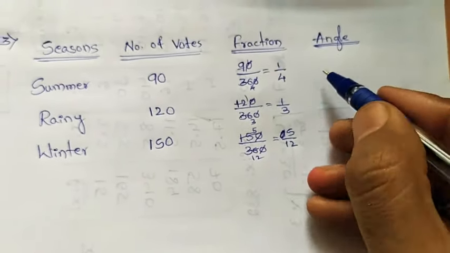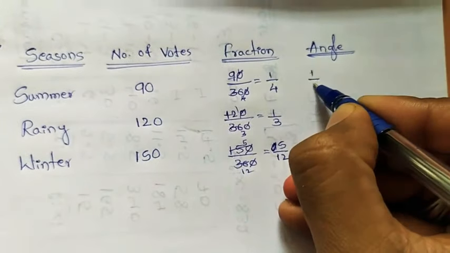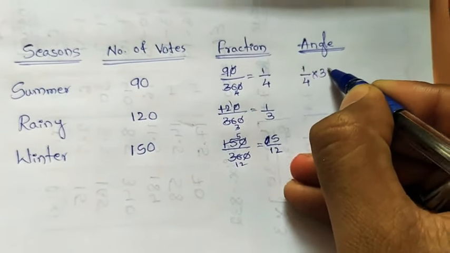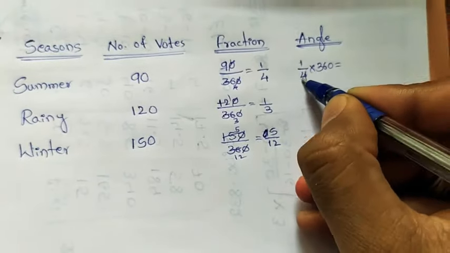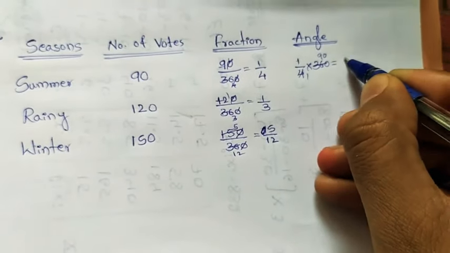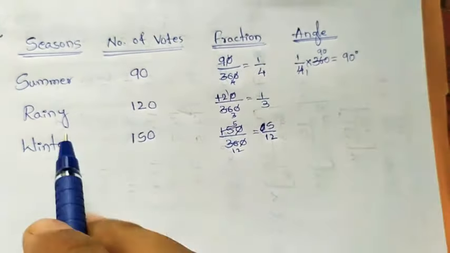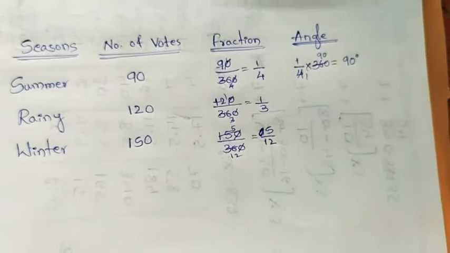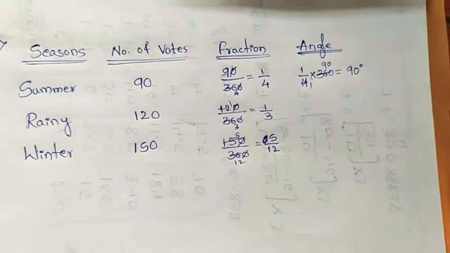Okay. Then angle, for the angle means what? 1 by 4 of 360 degree. The complete angle is 360. 4 1s are 4, 4 9s are 36, it will be 0. So 90 degree. So somewhere we got center angle as 90 degree.